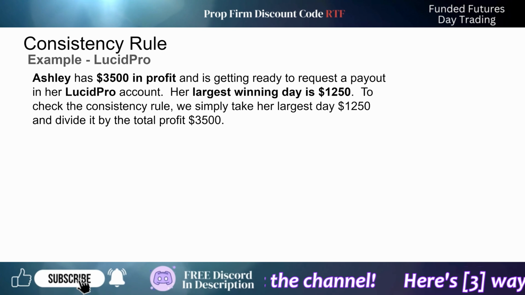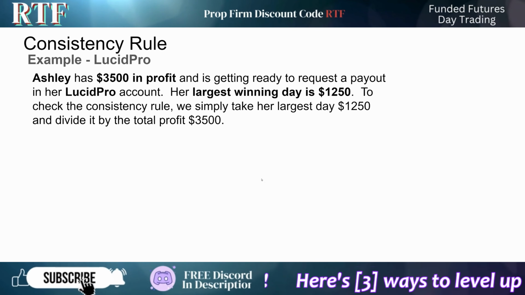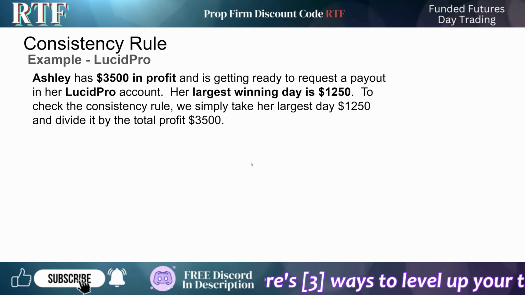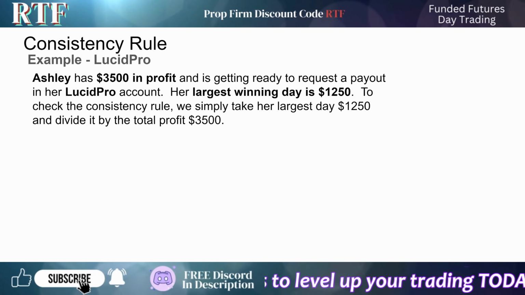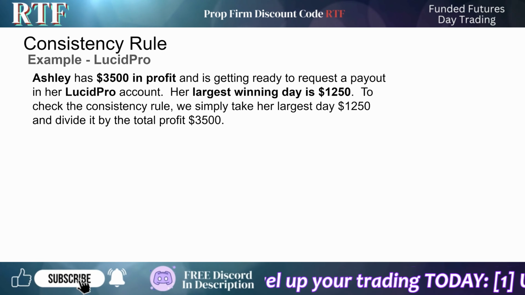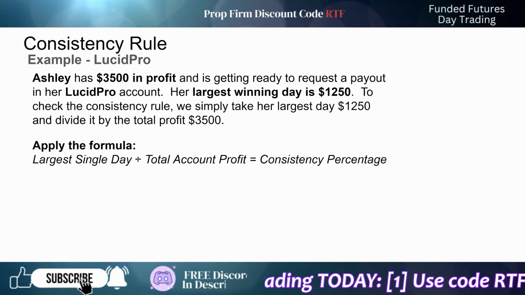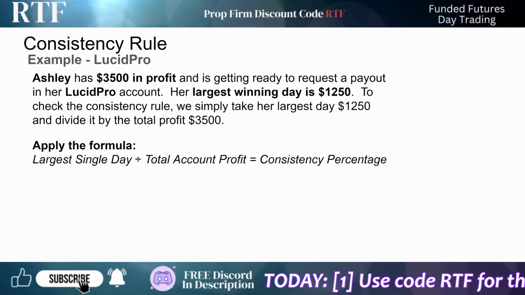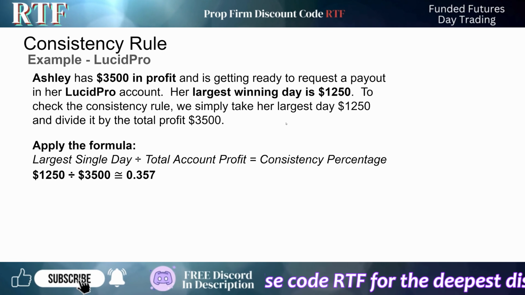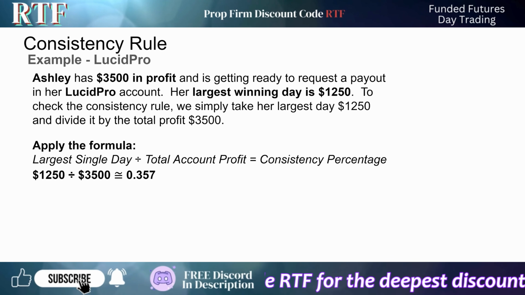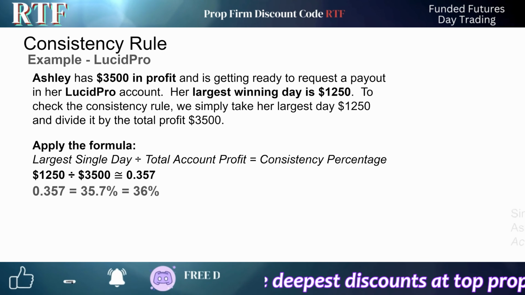So here's an example, and this is for the Lucid Pro, the evaluation path. Ashley has $3,500 in profit and is getting ready to request a payout in her Lucid Pro account. Her largest winning day is $1,250. To check the consistency rule, we simply take her largest day, $1,250, and divide it by the total profit, which is $3,500. Then we apply the formula. The largest single day divided by the total account profit equals the consistency percentage. So $1,250 divided by $3,500 is more or less equal to 0.357. We take 0.357, which equals 35.7%. We can round that up to 36%.